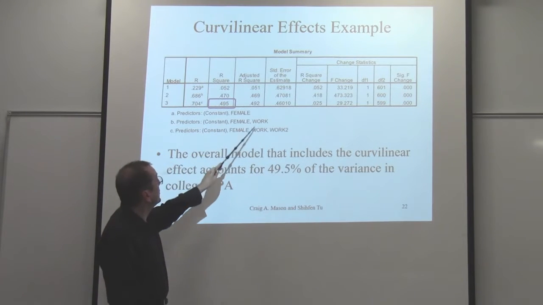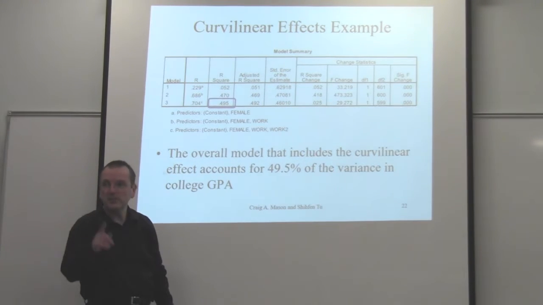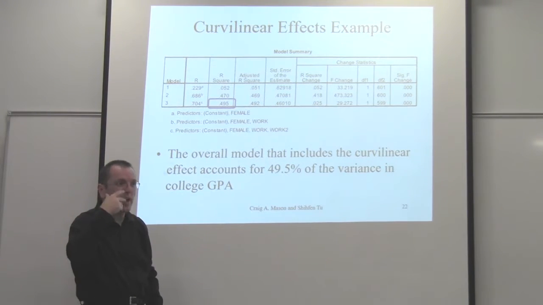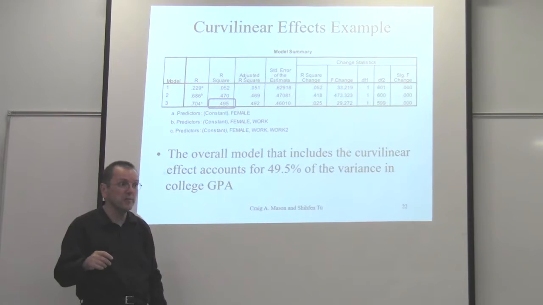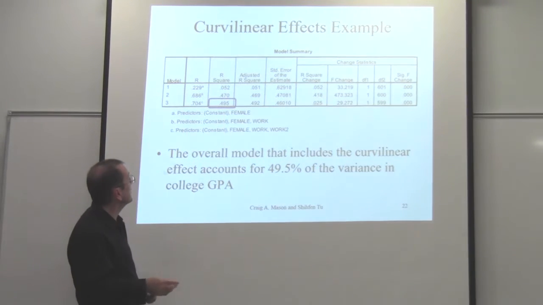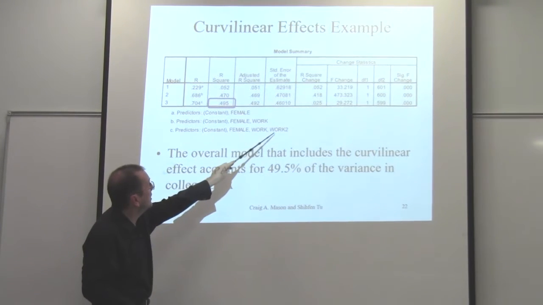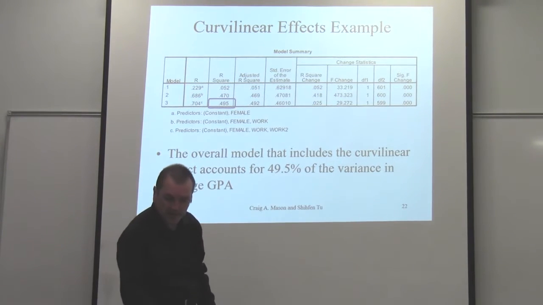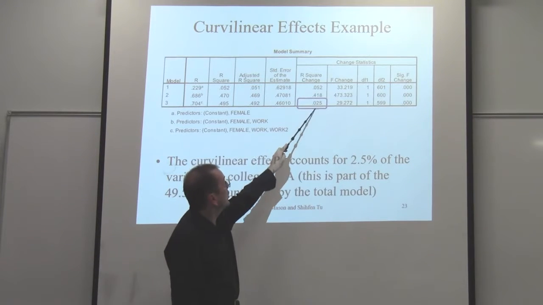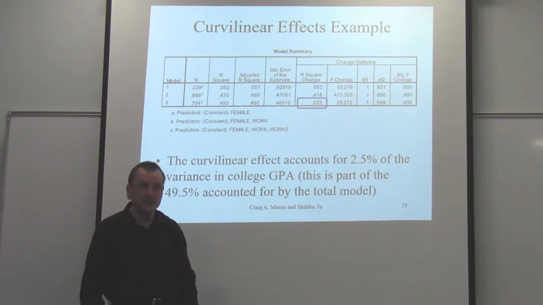The total model, including the quadratic, just the square term, the quadratic, it'll slip out of my mouth. Also, when you're reading and people talk about a quadratic term, that's what they mean, from high school geometry. The square term is your quadratic term. So the model, including work squared, our quadratic curvilinear effect for work, accounts for 49.5% of the variance. The quadratic term, that curvilinear effect, accounts for 2.5% of the variance.